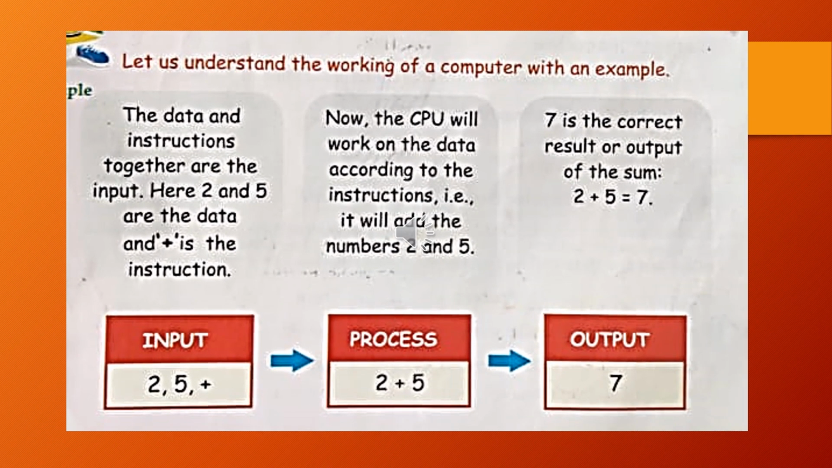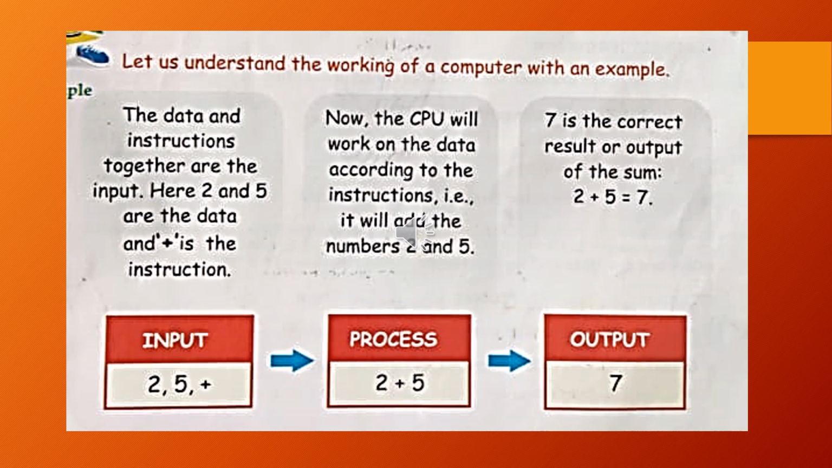In the previous slide, I gave you the example of household things. Now, how does a computer work on data? See, in this example, you are giving some input to a computer. Like you want to add some numbers. You are giving it two numbers, 2 and 5, and one instruction, that is to add these numbers. Now, this is the input part. Now, what will the computer do?